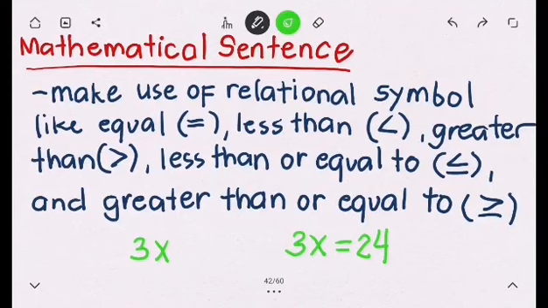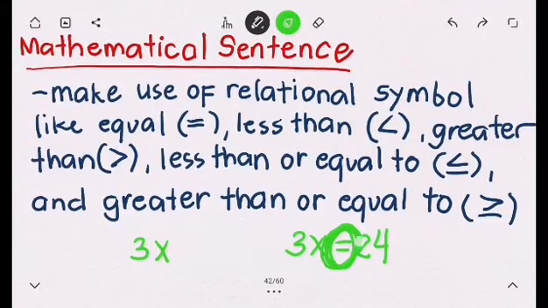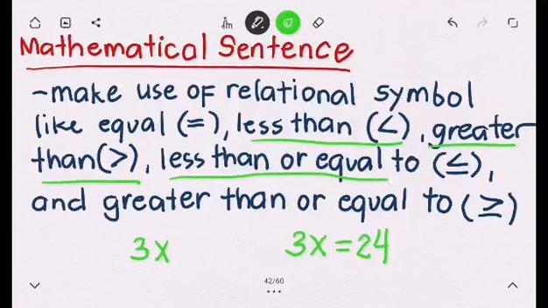So, aside from that, mathematical sentence make use of relational symbols like less than or equal. So katulad nung nakikita natin dito, gumamit tayo ng relational symbol na equal. Another one is yung less than symbol, greater than, yung less than or equal to. So ito yung symbol niya. Then the last one is greater than or equal to.